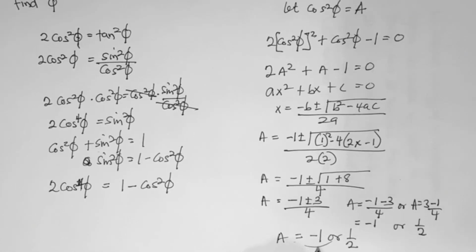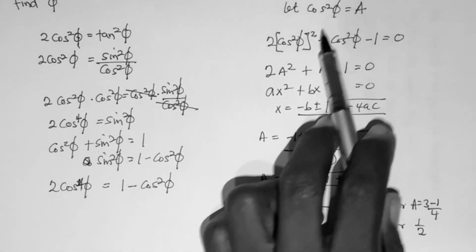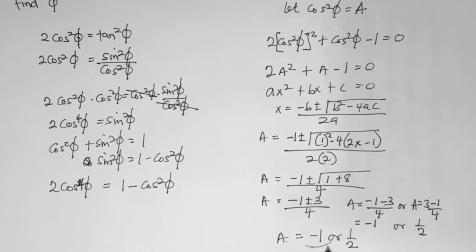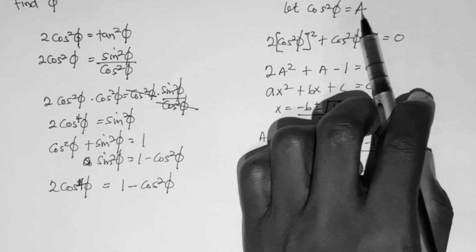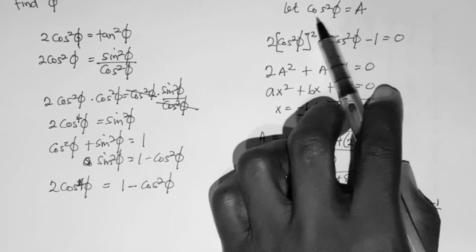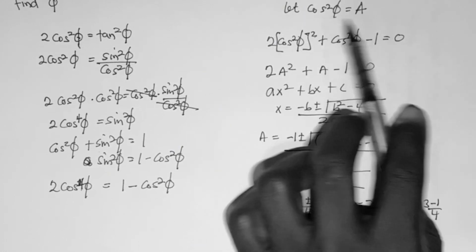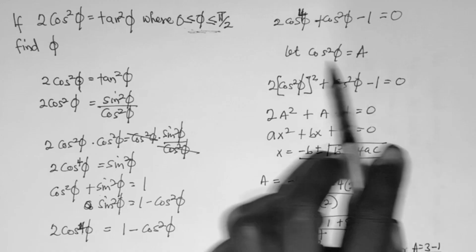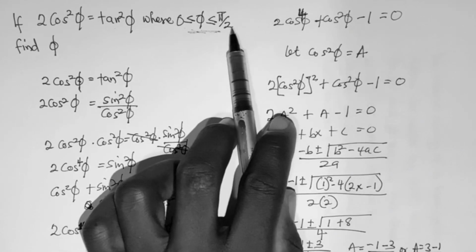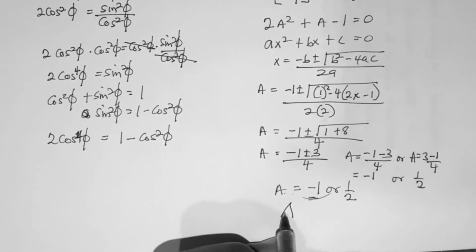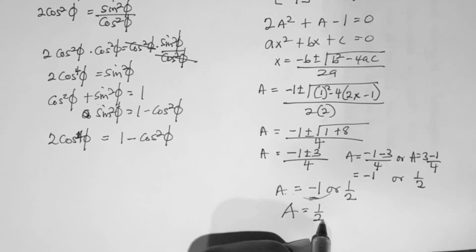Now, considering these values of a, remember that we said we should let cos squared phi be a. Now a cannot be minus 1, because if we put minus 1 here, we are going to run into imaginary numbers, and we don't want to use imaginary numbers here, because phi is bounded by 0 and pi over 2. Therefore the value of a can only be one value, which is a equals 1 over 2.